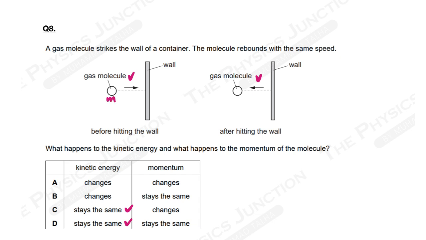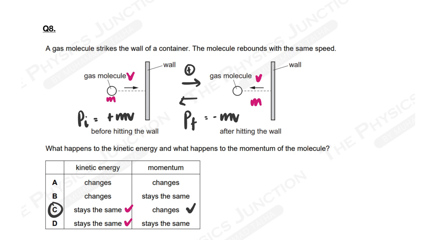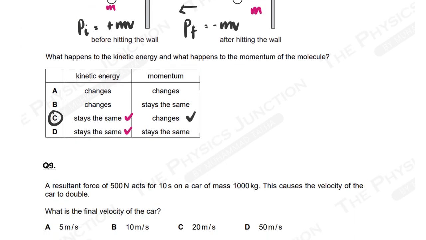But because momentum is a vector quantity and direction does make a difference, what we'll use here is basically the sign convention. So right is positive, left is negative. So initial momentum would be plus mv and the final momentum would be negative mv. Right? So momentum does change. So this is C. Again, momentum as a chapter is all about alertness of mind and knowing when and where to use the sign convention.